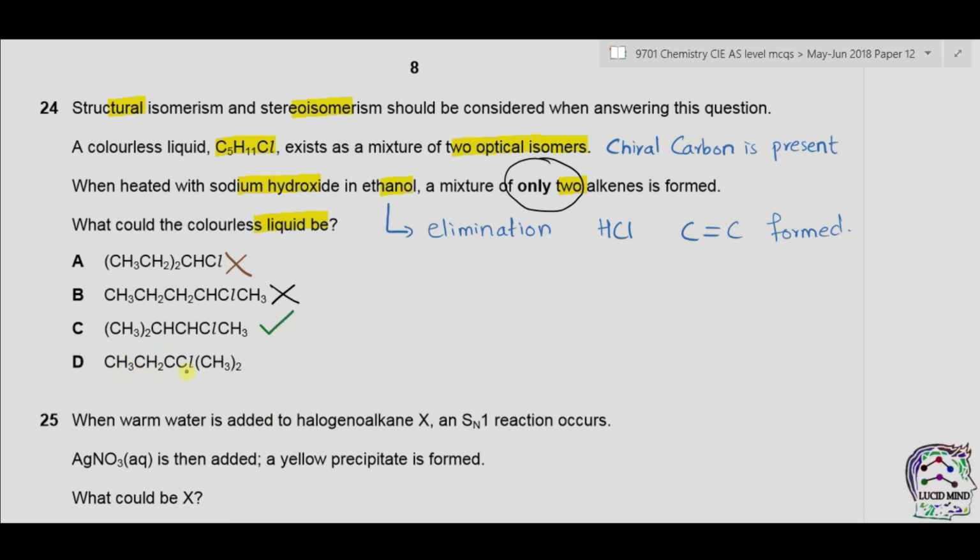Now moving towards part D, we have CH3, CH2, then we have carbon having chlorine, CH3 and CH3. Now with this carbon we can see that 2 similar groups are present, so therefore no chiral carbon is present, so option D is incorrect. The correct answer is therefore C.